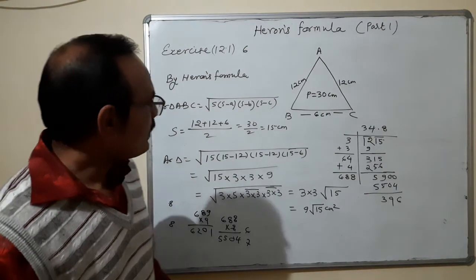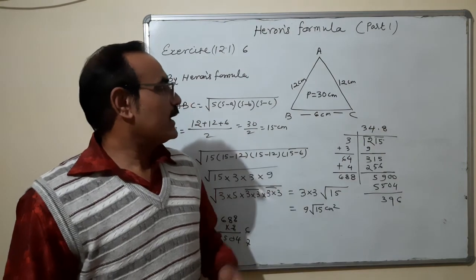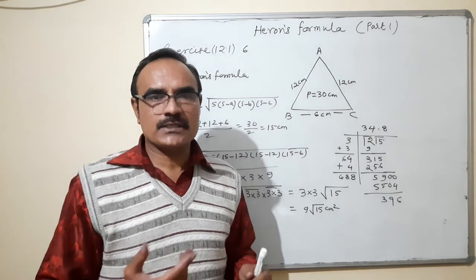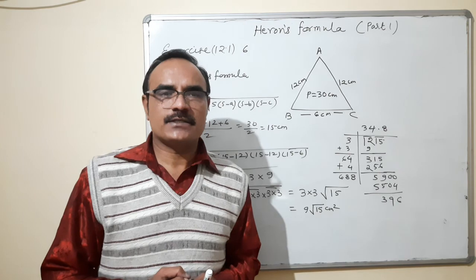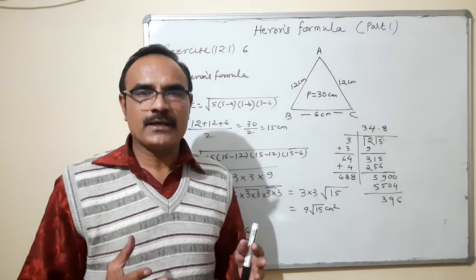Okay. And in my next lecture, Heron's formula part 2, we'll discuss exercise 12.2, in which instead of a triangle, we'll find the area of a quadrilateral.